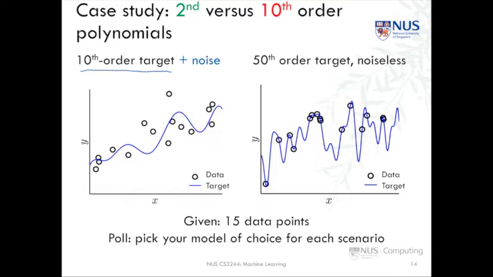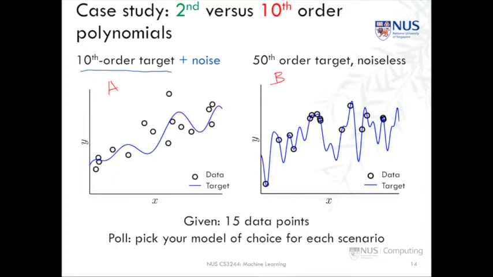Let's take a look at another function that we might try to fit. Here there's a 50th order target function that's noiseless. We're going to observe the actual target values exactly as they are. As you can see, all the data points on this right graph are exactly where they're supposed to be on the line itself.